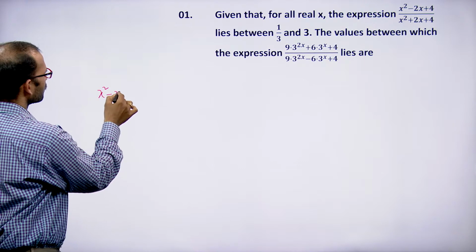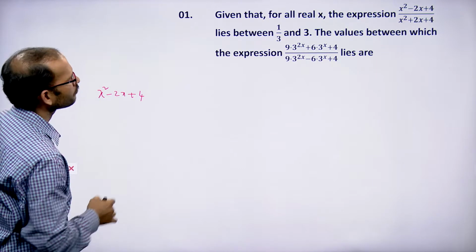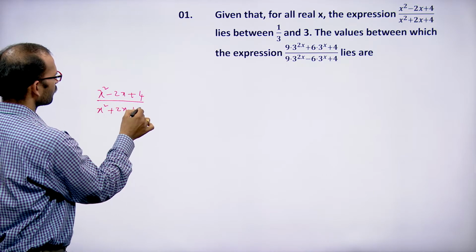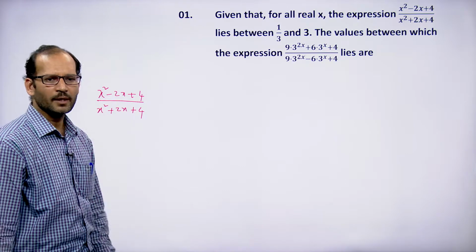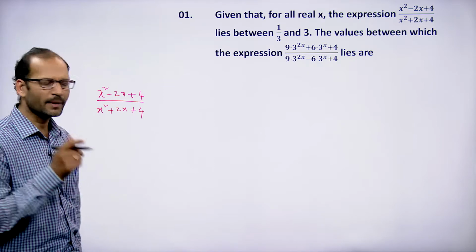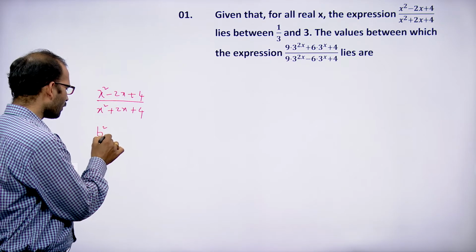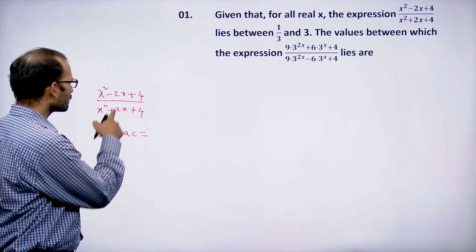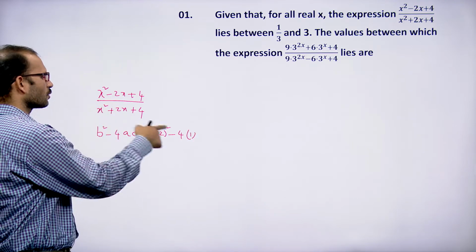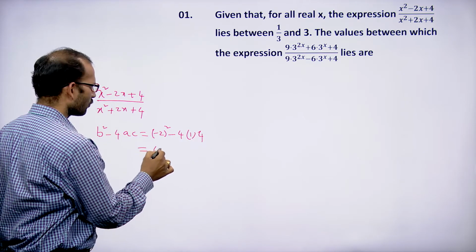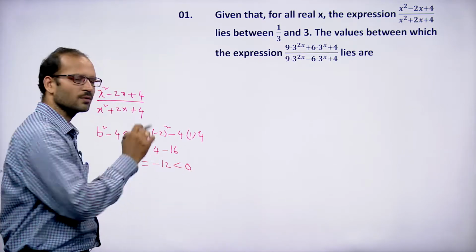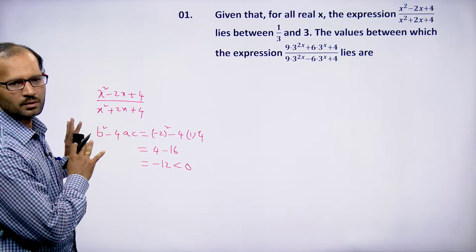x square minus 2x plus 4 by x square plus 2x plus 4. Now if you see, what is the discriminant of the numerator or denominator? What is b square minus 4ac? What is b? b is minus 2. Minus 2 square minus 4 times the coefficient of x square, which is 1, c is 4. That is 4 minus 16, which equals minus 12, which is less than 0. So now the discriminant is less than 0.